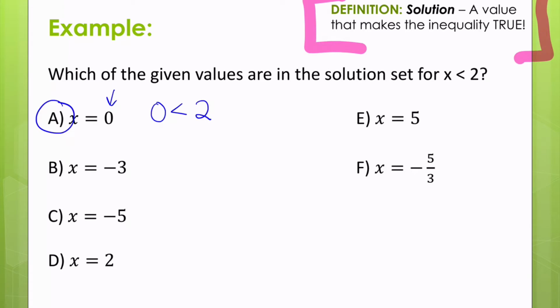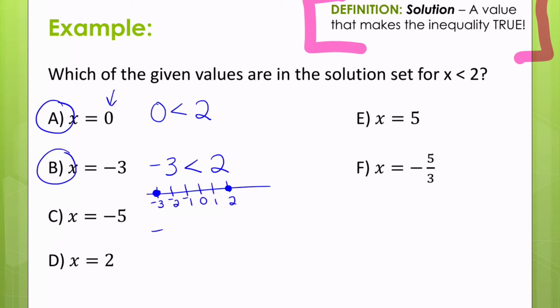Okay, so let's look at x equals -3. Again, we're going to plug it in. -3 is less than 2. Is that a true statement? Yes, it is. And I'm thinking about this also on the number line. Here's -3, -2, -1, 0, 1, and 2. I notice that -3 is less than +2, so I know that that is also going to be a solution.